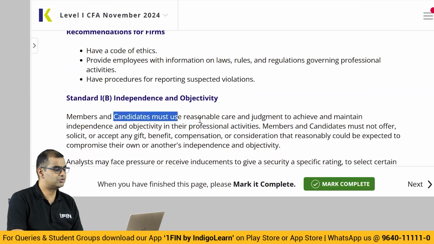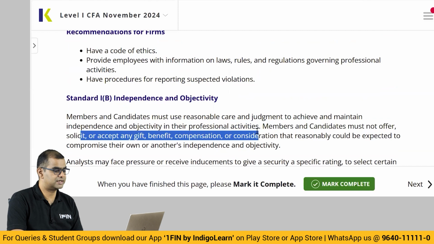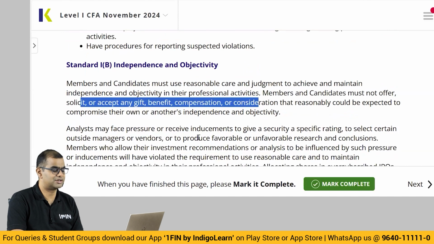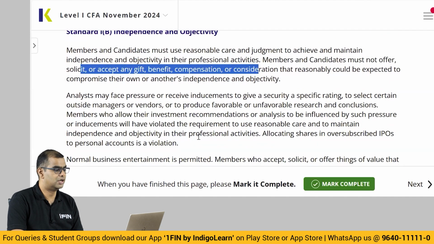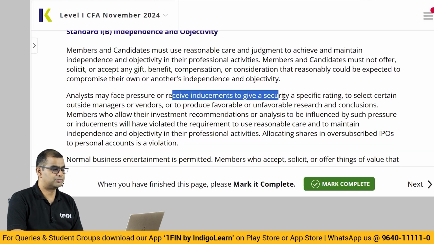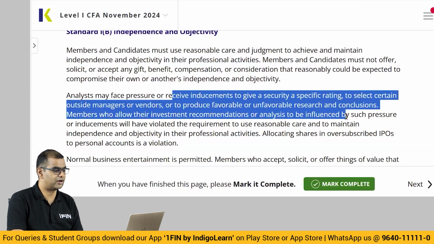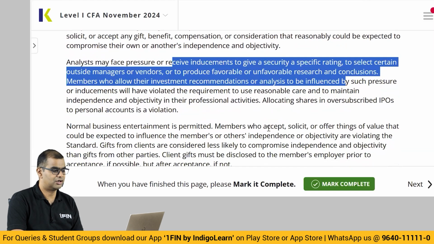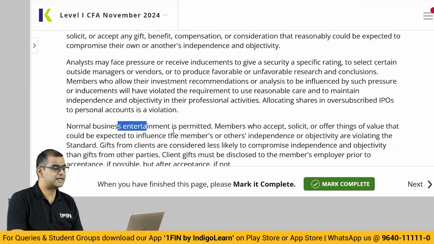Members and candidates must use reasonable care and judgment, which is basically on independence and objectivity, to achieve and maintain independence and objectivity in their professional activities. They must not offer or solicit gifts or compensation that could be expected to compromise their own or others' independence. They may face pressure or inducements to give a rating and all of that. They should ensure that they withstand that pressure and don't do things which are not correct. Normal business entertainment is permitted.